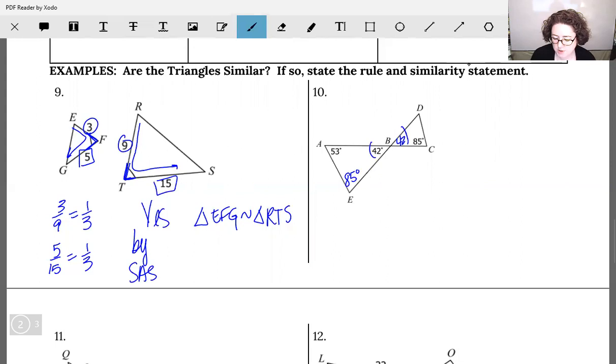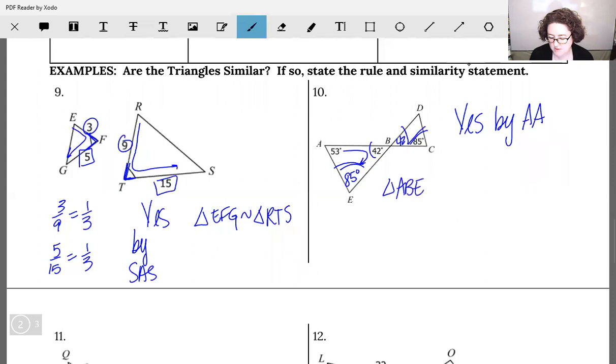So I now have 2 angles that match. And I know without even doing the math, the third angle would have to match up as well because everything adds up to 180. So they're similar, yes, by angle, angle. And then I just need my names. So let's name this first triangle as triangle ABE. It went from 53 to 42. Now we don't have a 53 in the other triangle, but we do know that that leftover angle D would have to be 53. And so we went from angle D in towards the vertical angle and then around. So triangle DBC.